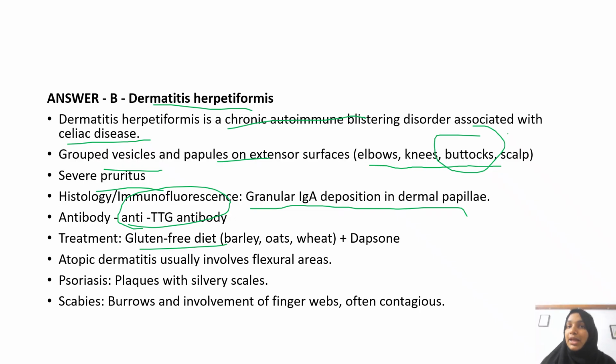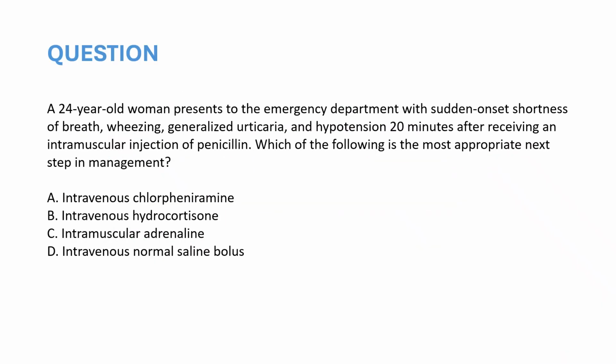Treatment is going to be a gluten-free diet. That is the first thing you do. Gluten-rich foods are barley, rye, oats, and wheat, and you can also give dapsone. Why are the others not the option? Atopic dermatitis usually involves the flexural areas, and there is a history of atopy. Psoriasis is plaque lesions, usually with silvery scales, and scabies has burrows and involvement of finger webs, and it's often contagious also. Now let's see another question.